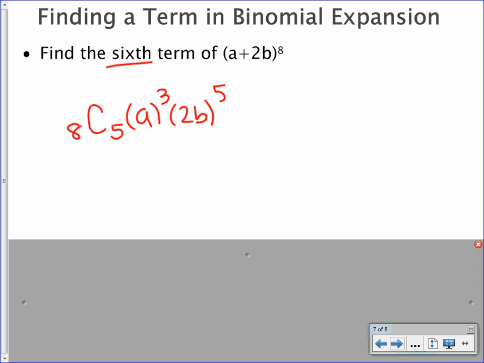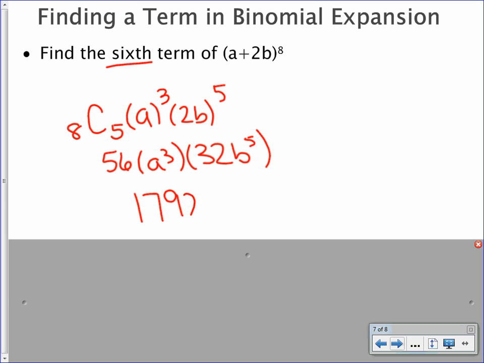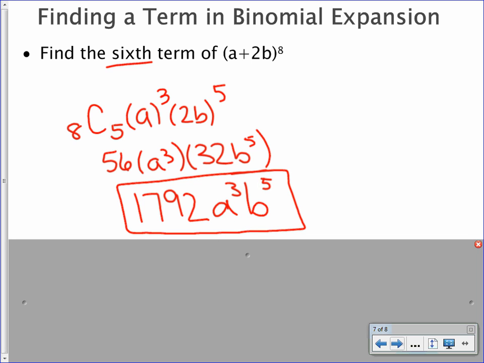Sarah, what'd you get for your term? Just 56 a cubed? Okay, so you have 56 a cubed times... What did you get for 8 choose 5? Okay. And then we have a cubed, right? And then what did you get for 2b to the 5th? 32. So 32 b to the 5th, right? So what is 56 times 32? 1792. That, right? a cubed b to the 5th. That's what I was trying to get you to say. Okay. So that should be our 6th term.